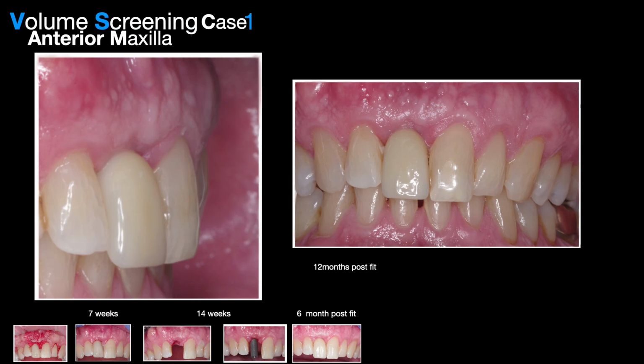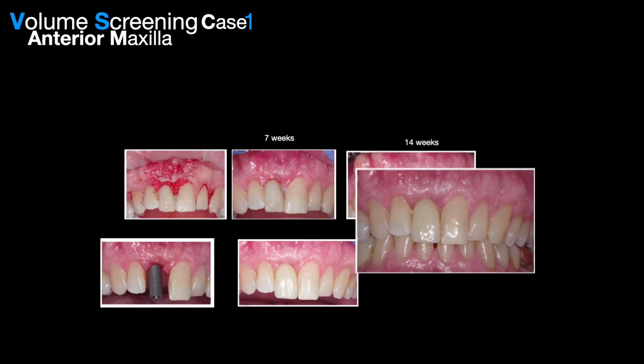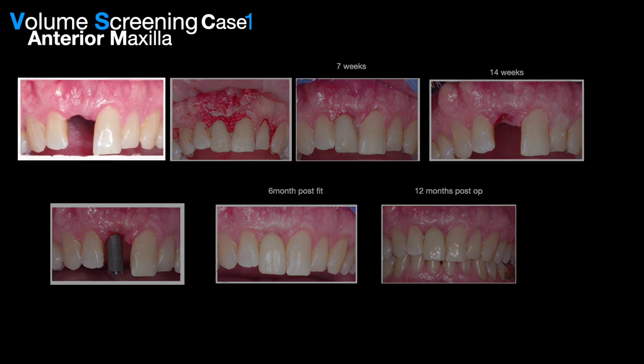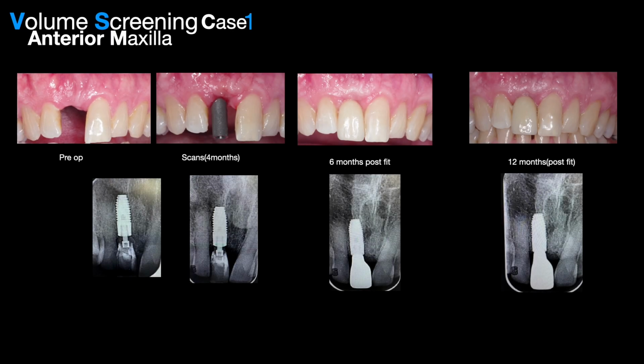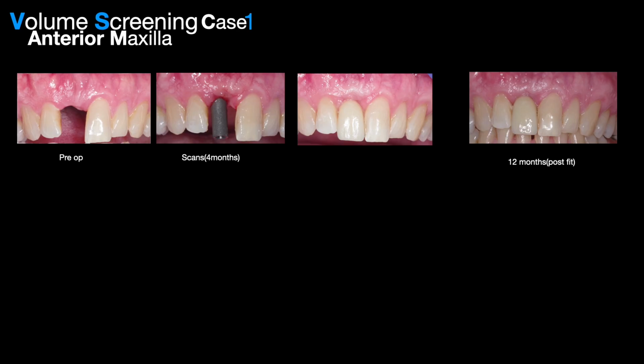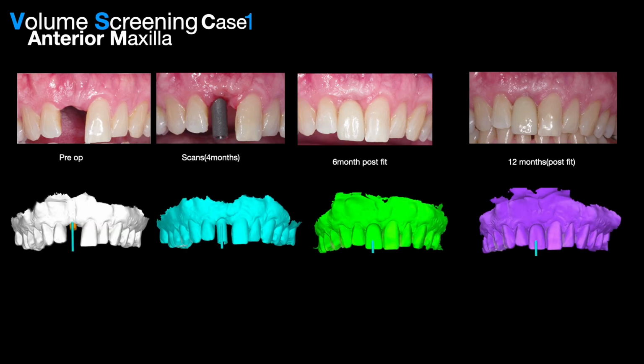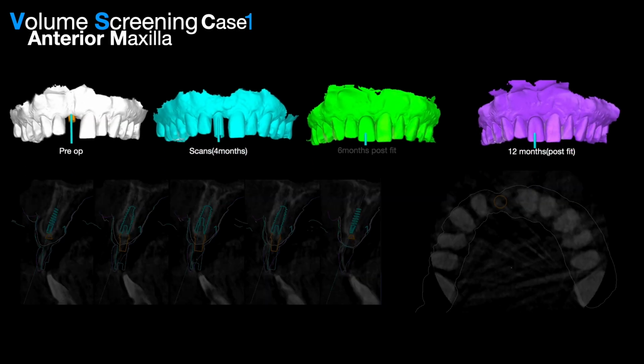And then we got 12 months post-fit, so you can see the tissue stability. So taking all this information together, I just wanted to show you the x-ray, so you can see the normal bone formation around this area. We've got 4 scans, and we wanted to compare them.